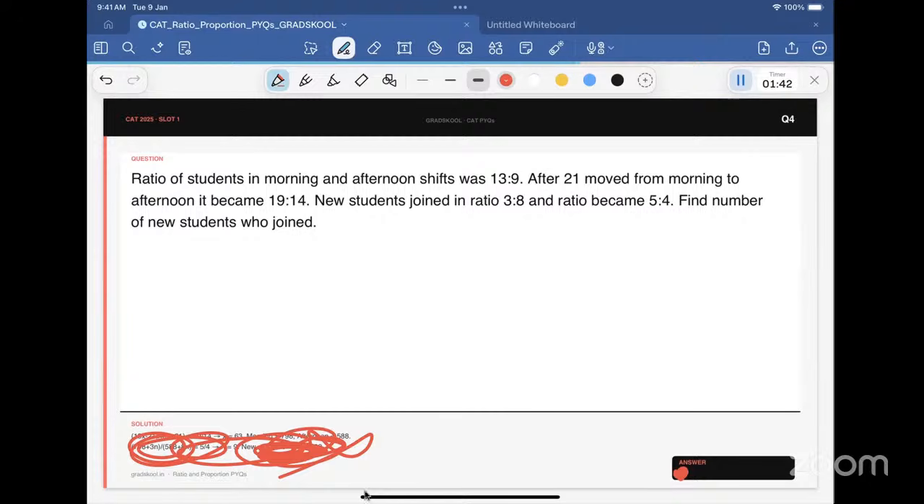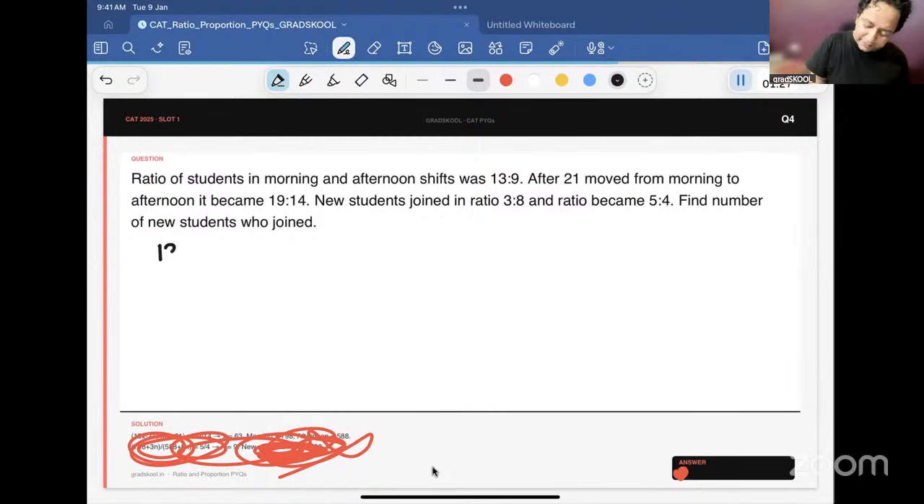Okay. Let's do the solution now. So it says the ratio of students in the morning and afternoon shifts was 13 is to 9. So let us have 13K and 9K students in the morning and the afternoon. After 21 students moved from morning to afternoon, so 21 moves from morning. So in the morning, we'll be having 13K minus 21, right? But these 21 people joined the afternoon batch. So here we'll be having plus 21.